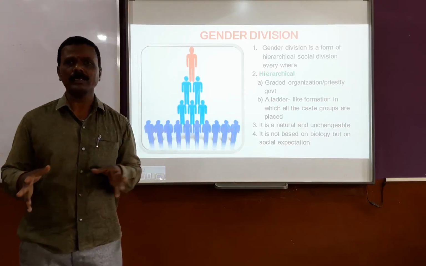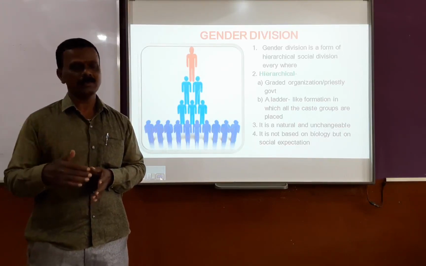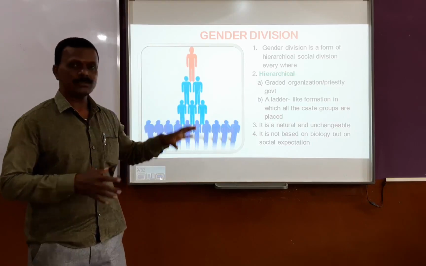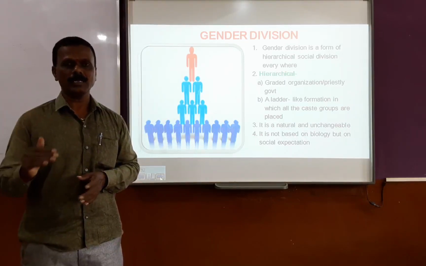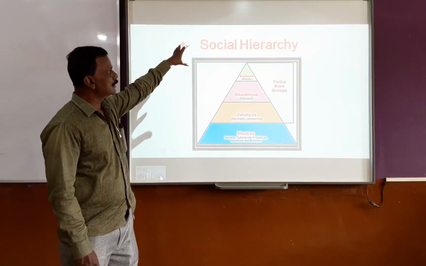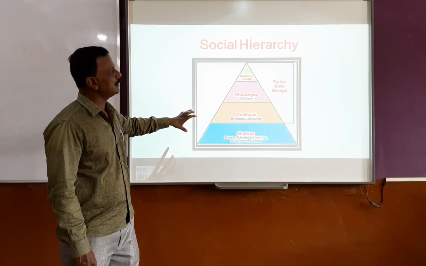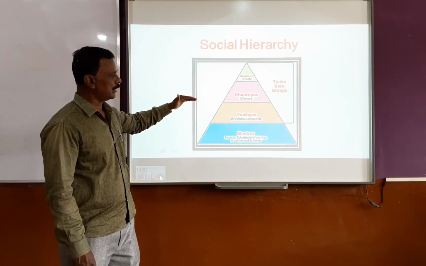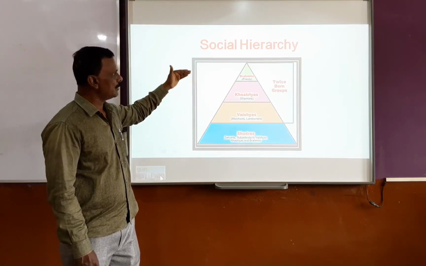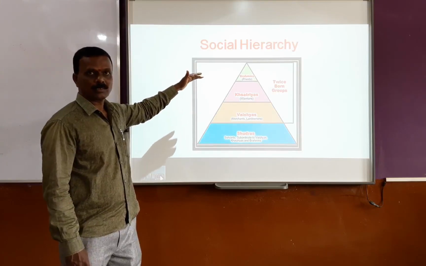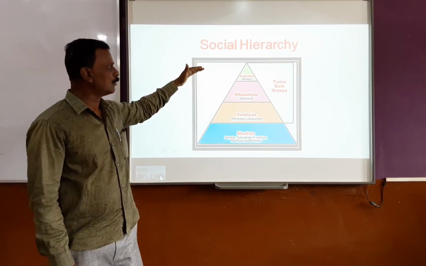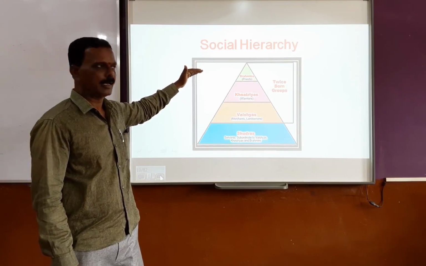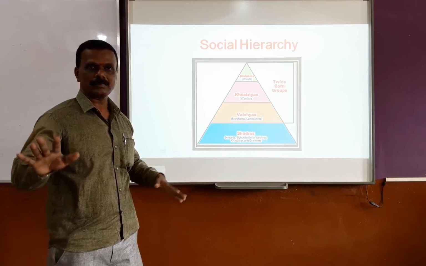It is considered natural and unchangeable. We cannot change it. It is not based on biology, it is based on our social expectations. This is the system of social hierarchy which existed in our country. It is based on division of labor, that is, based on work we are given positions. The work of Brahmins is considered high, and the work of Shudras is considered low.